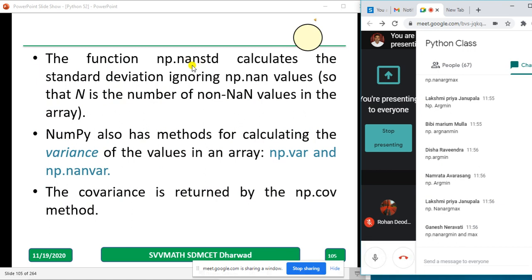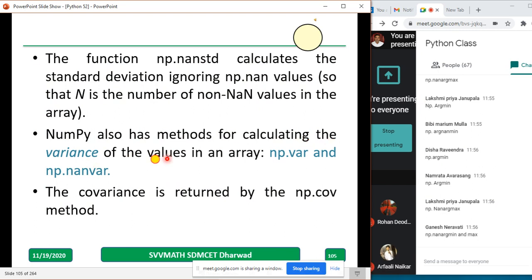The function np.nanstd calculates the standard deviation, ignoring the NaN values like a maximum and minimum. NumPy also has methods for calculating the variance of the values in an array. There we have np.var and np.nanvar. Hope all of you can understand the difference between these 2 functions. One will consider the NaN, the other function is not going to consider the NaN. There is a difference between these 2 functions. Take 30 seconds, read it twice, understand it.